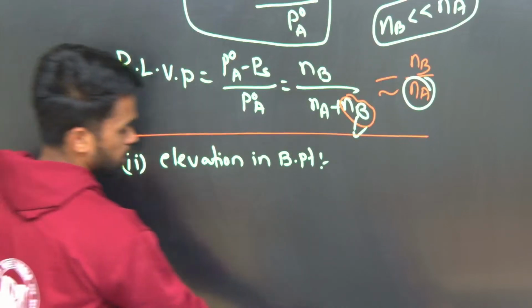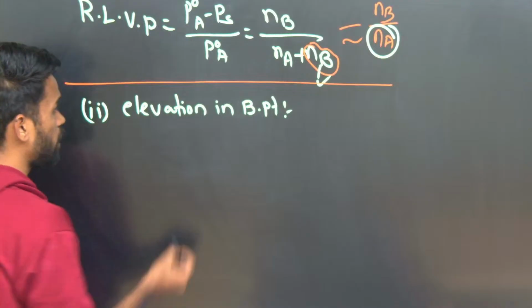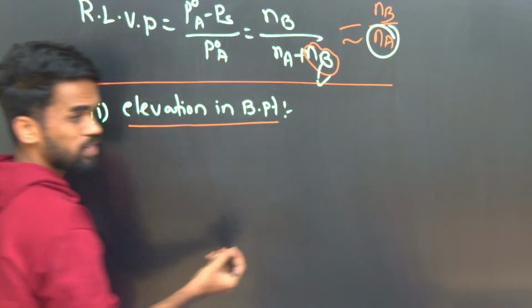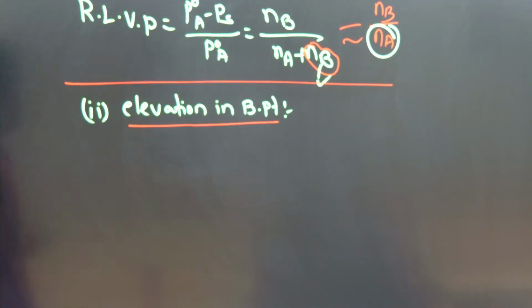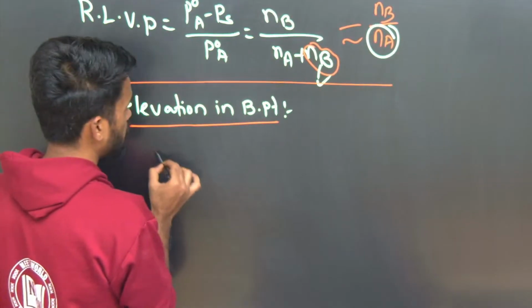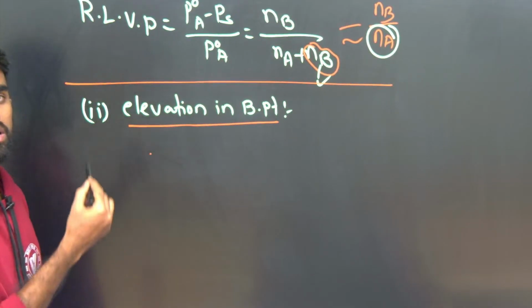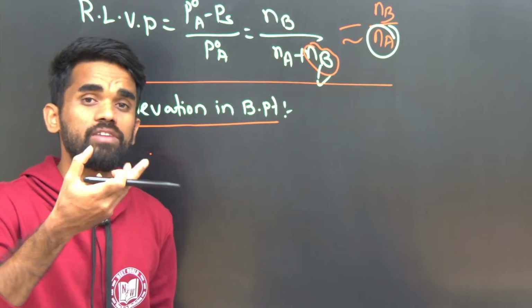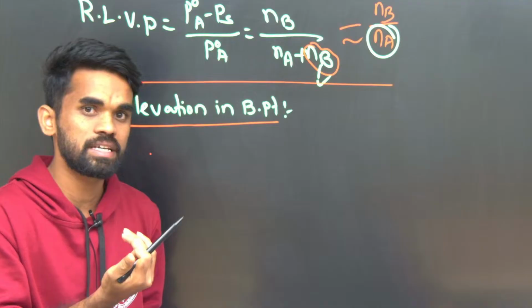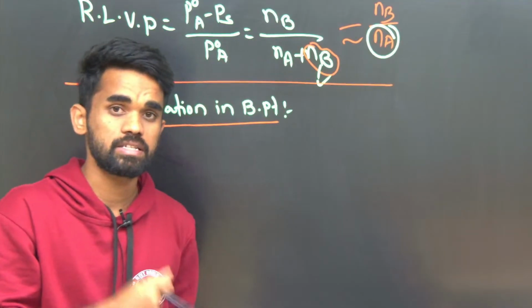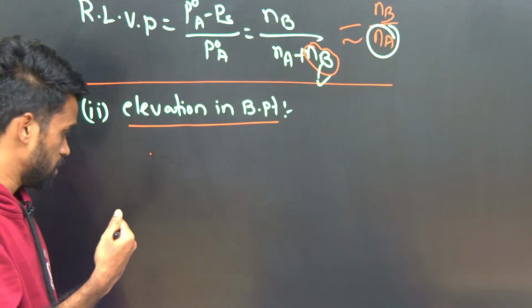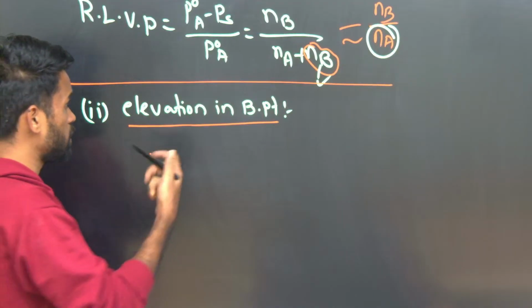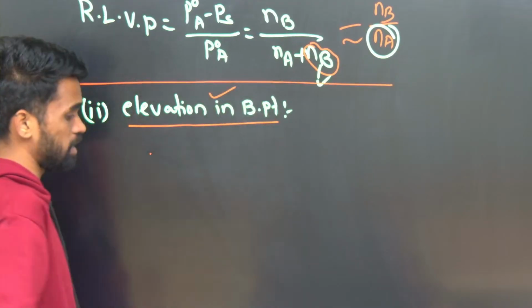Now what the name itself says is that the boiling point of the solution will be elevated by the addition of solute. When a non-volatile solute is added to the volatile solvent, its vapor pressure decreases and the boiling point increases, because vapor pressure is decreasing, the boiling point increases. So boiling point increasing is what we consider as elevation in boiling point.